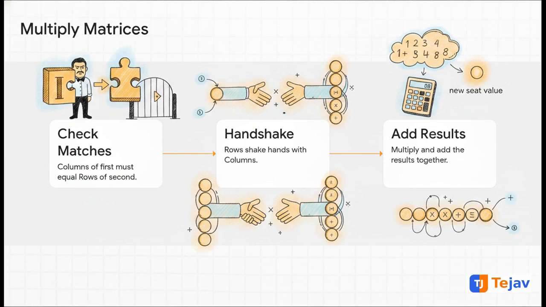But if they do match, you move to step 2, the golden rule. Rows shake hands with columns. You don't just multiply matching seats. Instead, the entire first row of matrix A reaches out and shakes hands with the entire first column of matrix B. You multiply those corresponding numbers, add them up, and boom, that's your new seat value. Rows shake hands with columns.